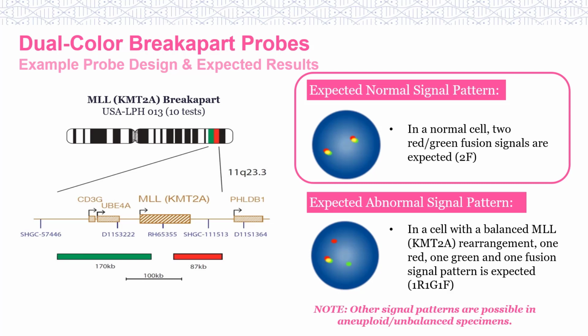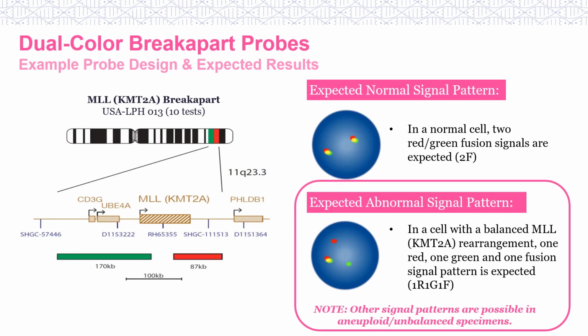When analysing a break-apart probe, normal cells will have the expected signal pattern of 2 red, green, yellow, or fusion signals, seen here on the top right, typically designated as 2F, reflecting 2 normal copies of the MLL gene on each chromosome 11.